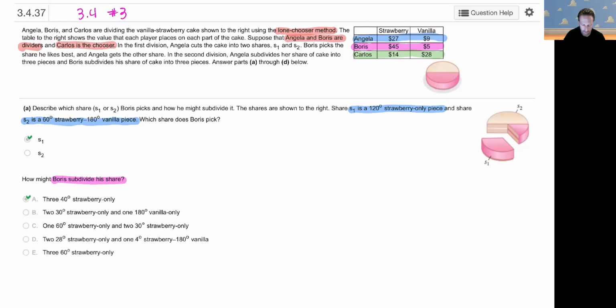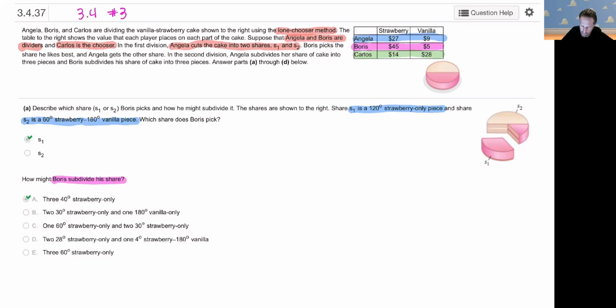In that first division, Angela cuts the cake into two parts or sections, S1 and S2, and then Boris picks the share that he likes best and Angela gets the other. So it's kind of like that divider-chooser method that we talked about coming into play here, and then eventually when they make their choices, Carlos will be the lone chooser, and their leftover will be what they get. So Boris picks the share that he likes best after she cuts it.